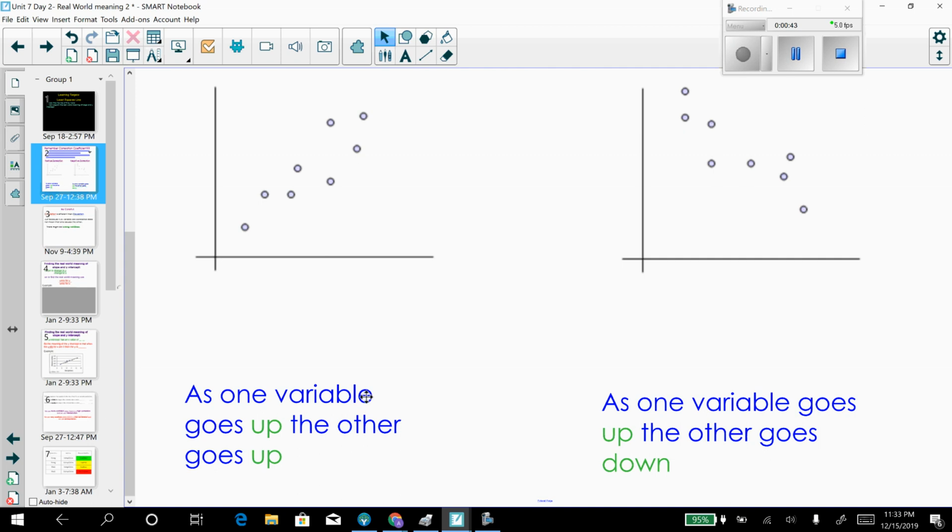So as one variable goes up, the other goes up. As one variable goes up, the other one goes down. The closer this is to a line, it'll be closer to +1. The closer this one is to a line, it'll be closer to -1.